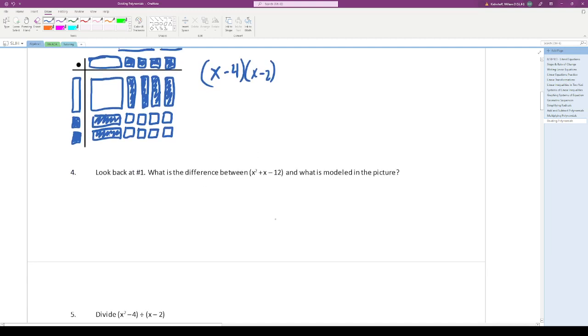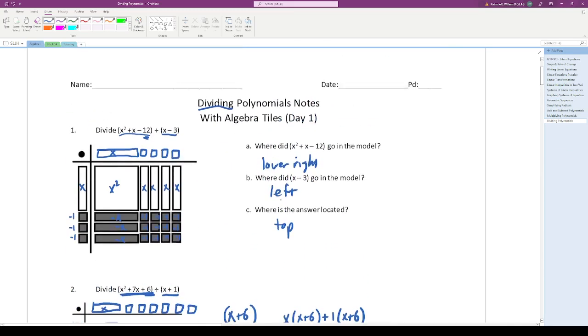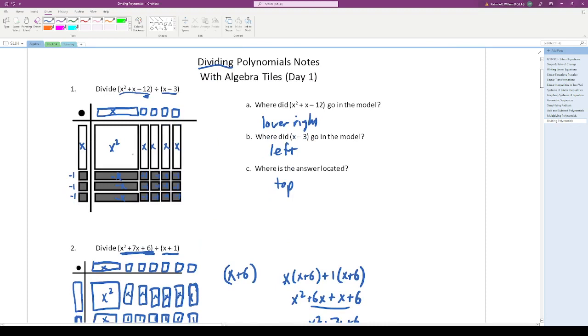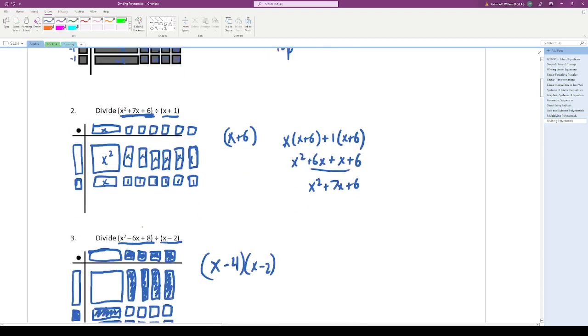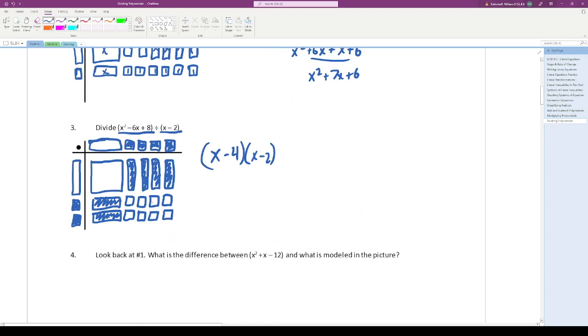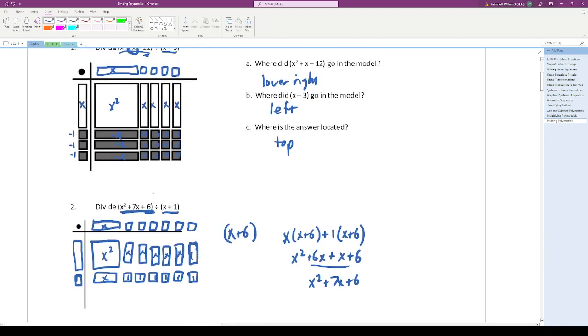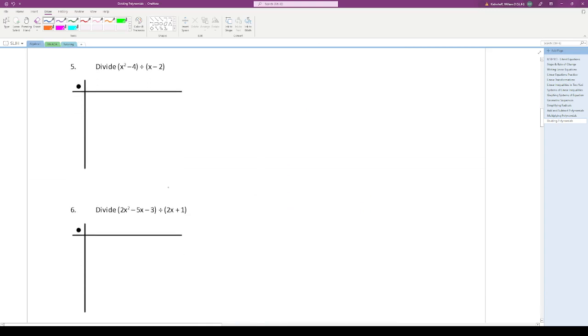All right, so now it asks us to look back at number 1, and it asks us what is the difference between x squared plus x minus 12 and what's in the picture. So that's this one here. And I think the idea here is we have a plus x in our dividend, but down here we have 4 positive x's and 3 negative x's. So it's not just as simple as it was here where we just added up all of our x's or added up all of our negative x's. We had a mix of x and minus x.